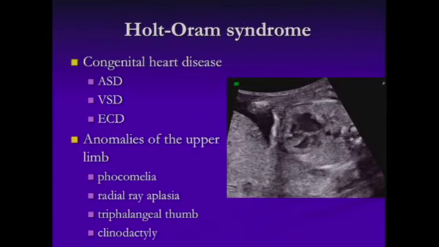Now, when we're talking about skeletal abnormalities, many of these different appearances will have many different potential etiologies, but looking for the associated abnormalities can be helpful. For example, in Holt-Oram syndrome, there frequently is congenital heart disease, ASD, VSD, endocardial cushion defect, but you can also have these abnormalities of the upper limb, phocomelia, radial aplasia, a triphalangeal thumb, and clinodactyly.